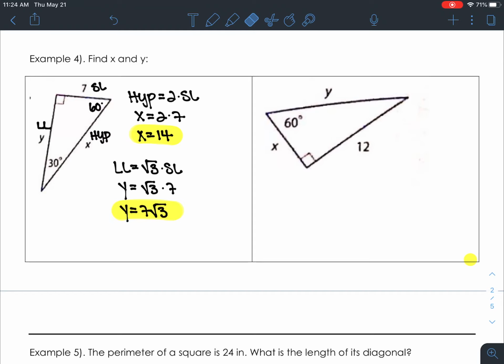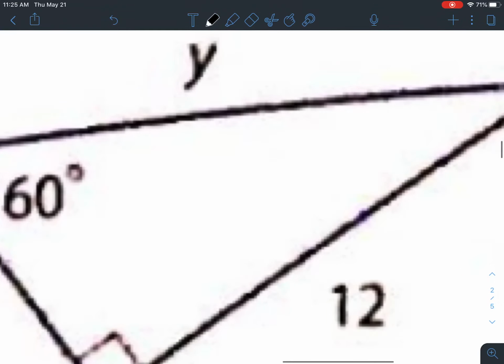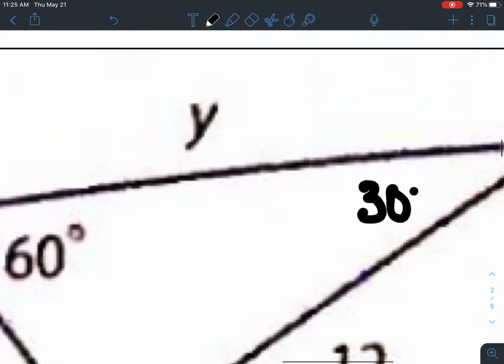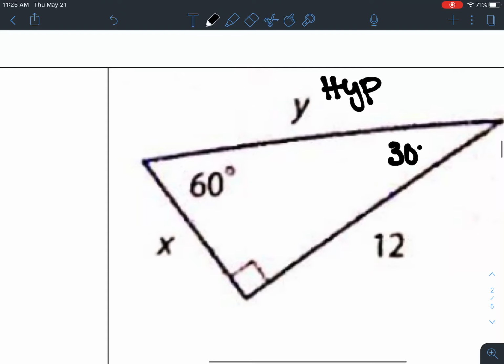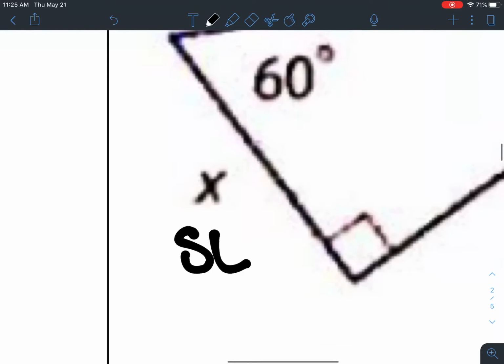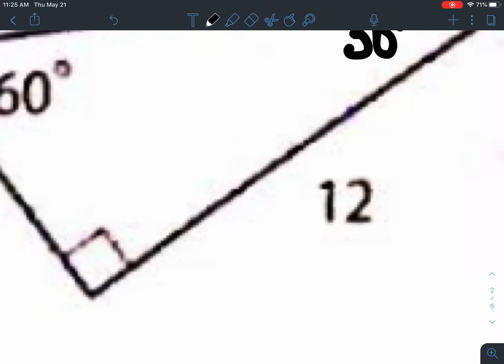All right, let's do another one. Okay, so 60 degrees here, which means that this one's 30 degrees. Our y is our hypotenuse. Our x is our short leg. And then our 12 is our long leg.